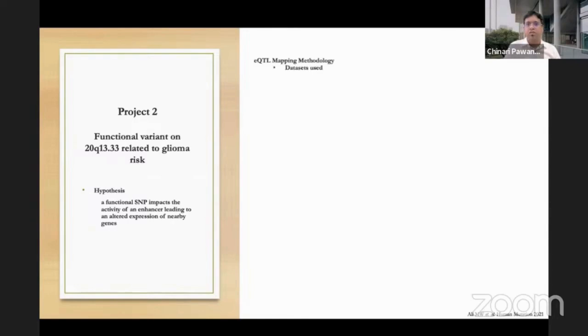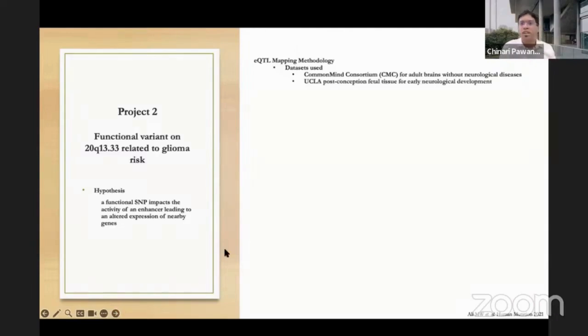So the methodology was similar to what we had used previously. The data sets used were CMC, without the neurological diseases, so this was the control data. And then we used the UCLA data, which was University of California, Los Angeles. They had the post-conception fetal tissue. So we used the data from there, and the TCGA data for adult wild-type glioma as well.